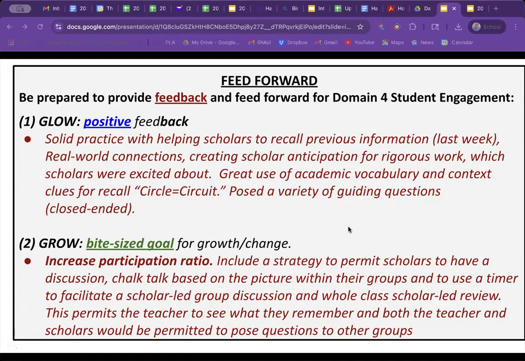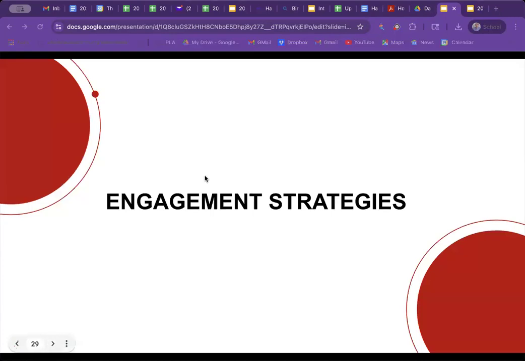How many of you had a similar grow? Raise your hand. Excellent, excellent. So let's look at some engagement strategies that the teacher could have used in her classroom.